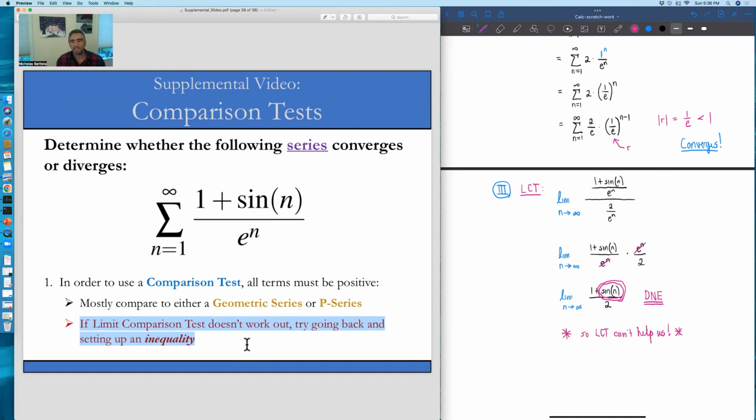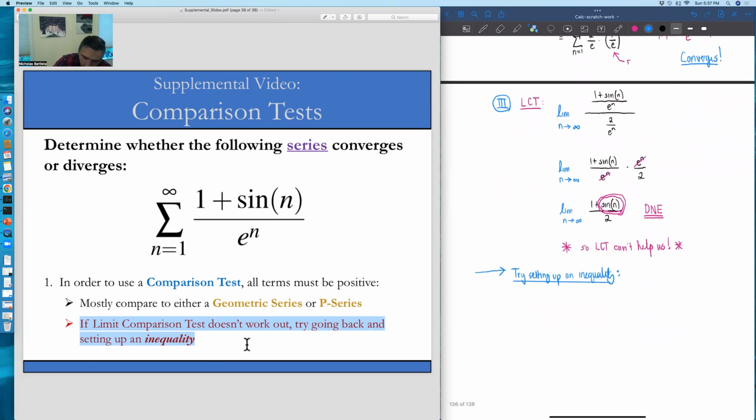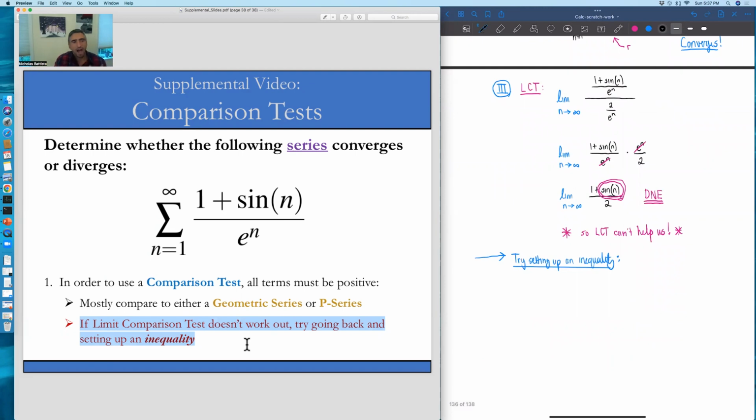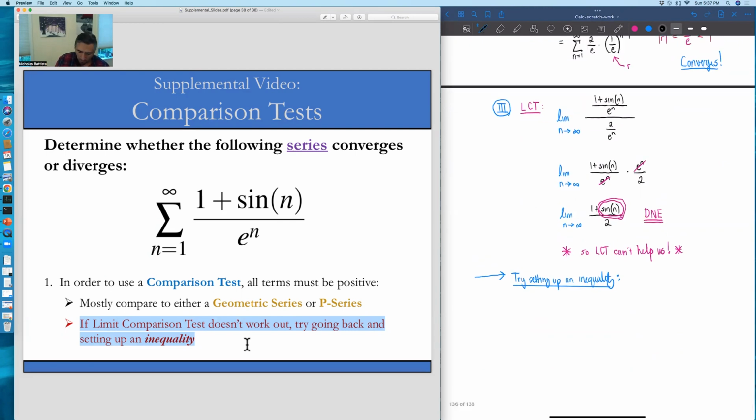If the limit comparison test can't help us make a conclusion, the next thing we try to do is directly compare our series through an inequality. So I'll just say, try setting up an inequality. What this means is we want to directly compare our series function that we started with against the series that we know something about.